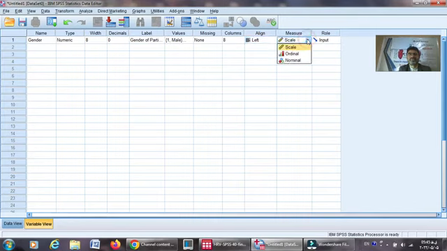And measure is very important. Here are three options. The first one is scale. Scale covers both interval and ratio scales, which cover particular analysis based on exact data, exact values like temperature, money, or some other values.